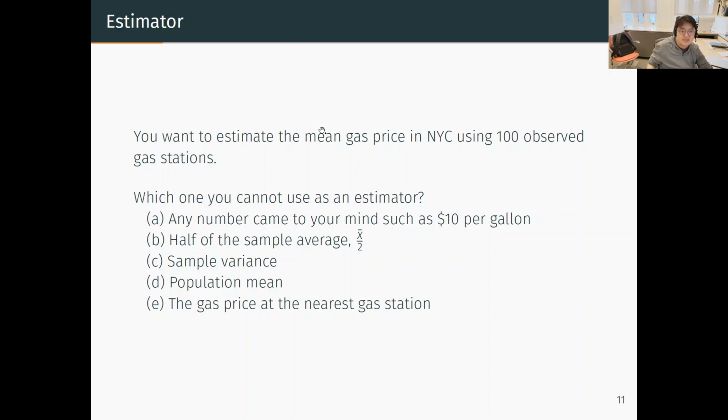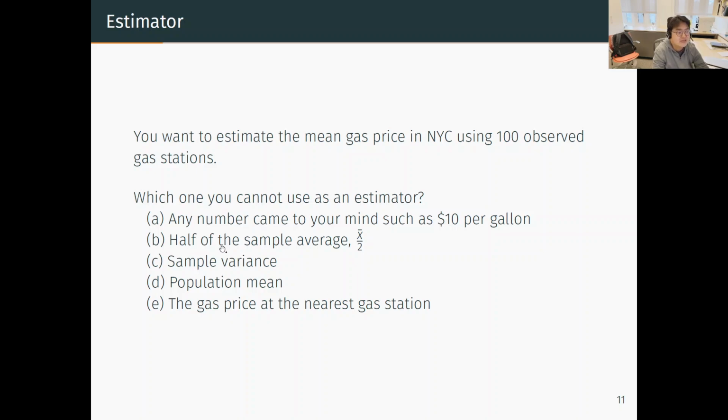So the question is clear. What is the mean gas price? Now you have to find an answer. But what I'm asking is, one of these cannot be an answer. I'm not asking about what is wrong or what is right, but what simply does not make any sense. It cannot be an answer. So, think about this. A, any number that came to your mind, such as $10. I just chose $10 for no reason. I just came up with this.